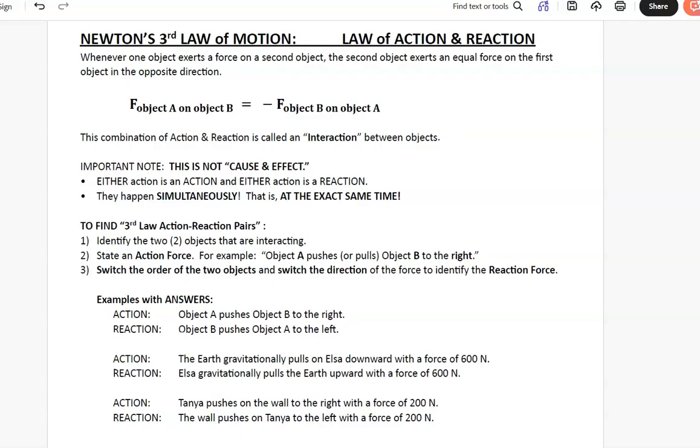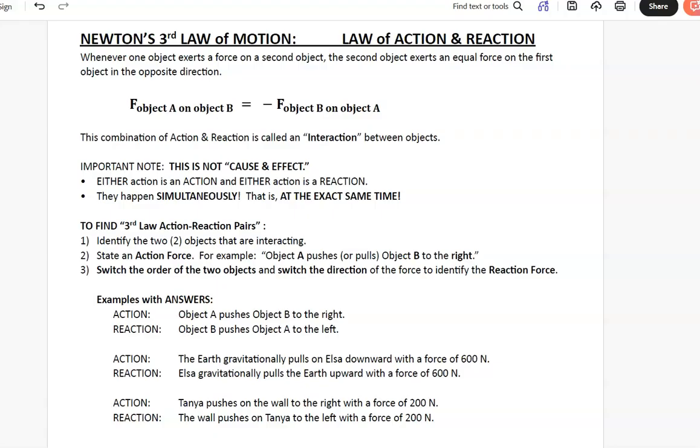Newton's third law of motion is also called the law of action and reaction. And this is probably one you've already heard in some context or another. I'll read it one way and then I'll say it another way. Whenever one object exerts a force on a second object, the second object exerts an equal force on the first object in the opposite direction. Okay, what does that mean? It means, and here's the phrase you may have heard, for every action, there is an equal and opposite reaction.